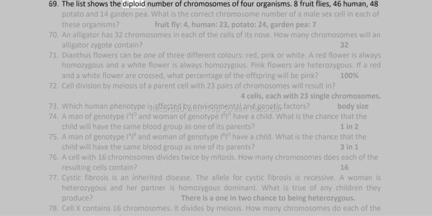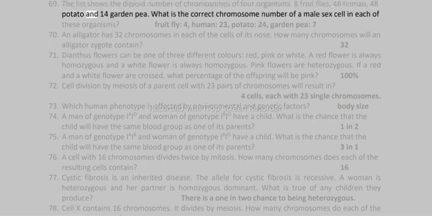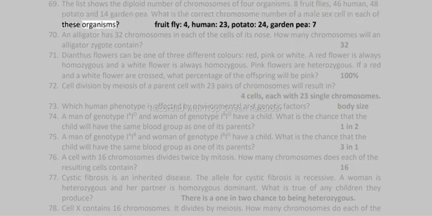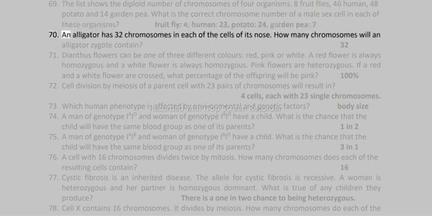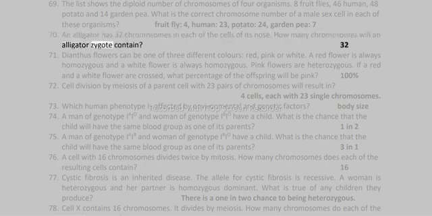69. The list shows the diploid number of chromosomes of 4 organisms: fruit fly 8, human 46, potato 48 and garden pea 14. What is the correct chromosome number of a male sex cell in each of these organisms? Fruit fly 4, human 23, potato 24, garden pea 7. 70. An alligator has 32 chromosomes in each of the cells of its nose. How many chromosomes will an alligator zygote contain?